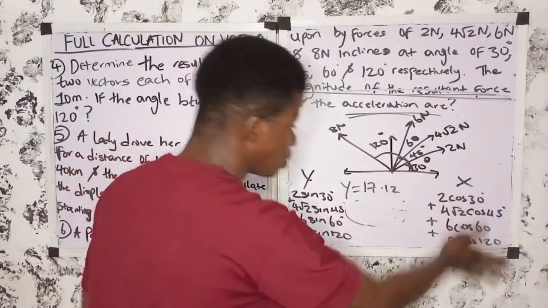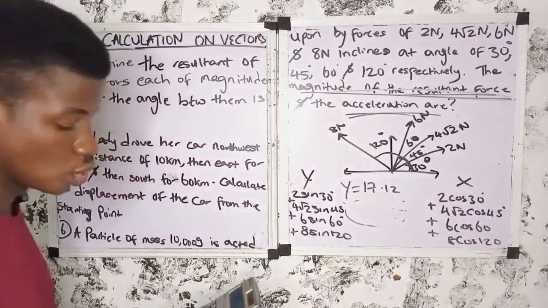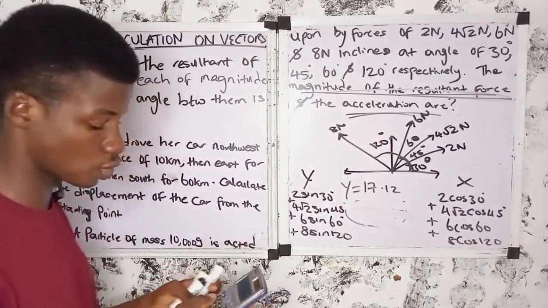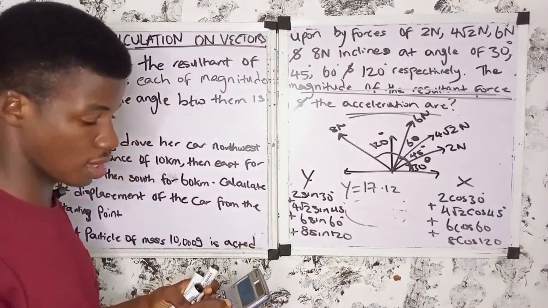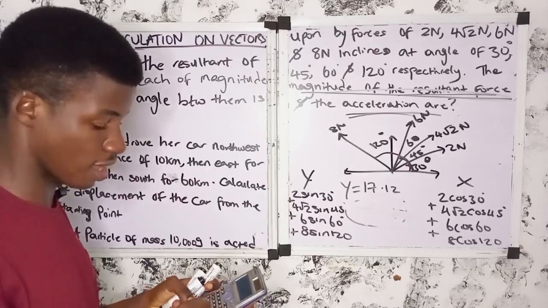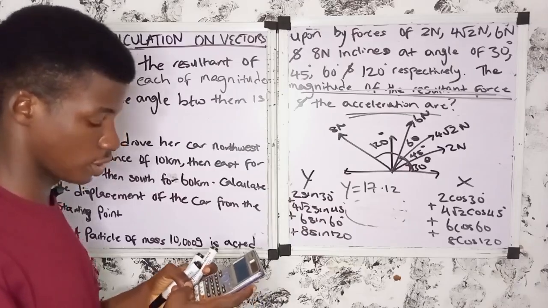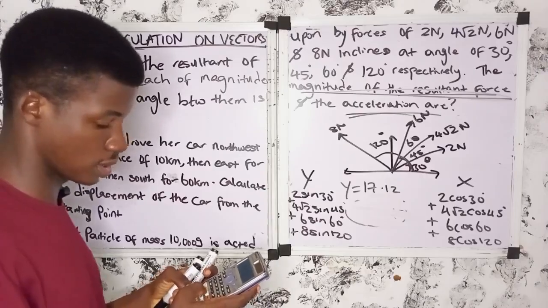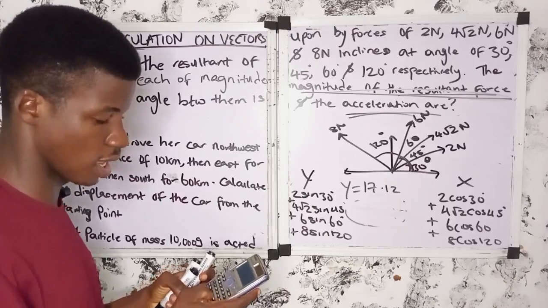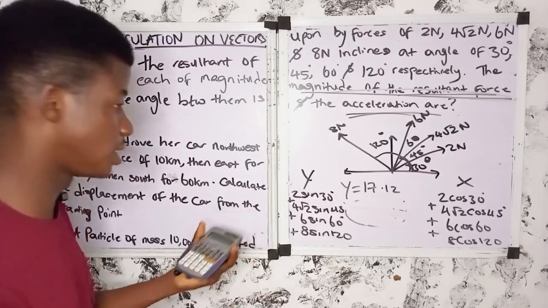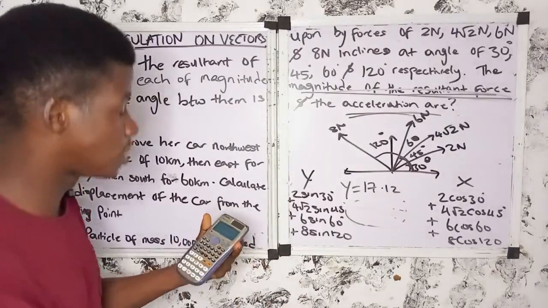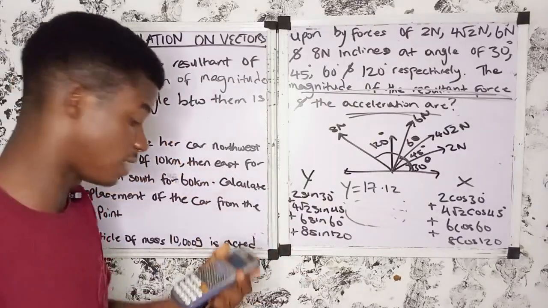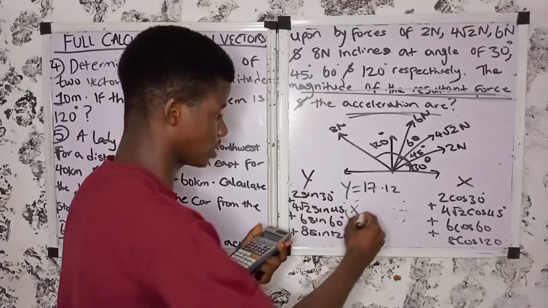Now let's add the x part: 2 cos 30, then plus 4 root 2 cos 45, then plus 6 cos 60, then plus 8 cos 120. If we add everything and turn it to decimal, our x will be 4.73.